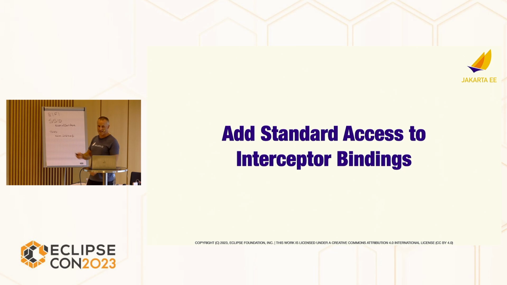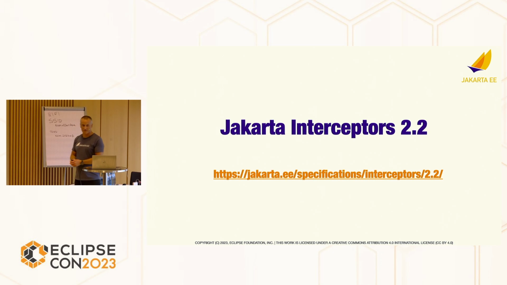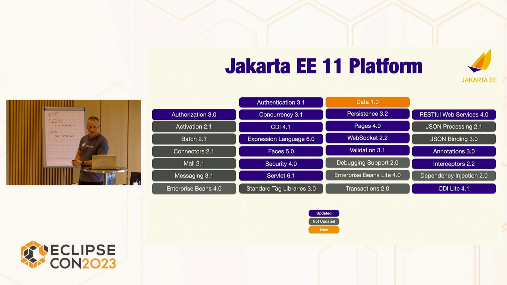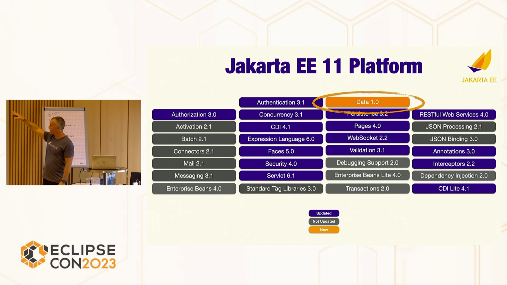So this is probably very convenient stuff for the other specifications. Yeah, add the standard access to interceptors binding. So that was what we looked at. So you probably saw that I skipped one. When I went through, I took them alphabetically all over here. But I skipped Jakarta data.